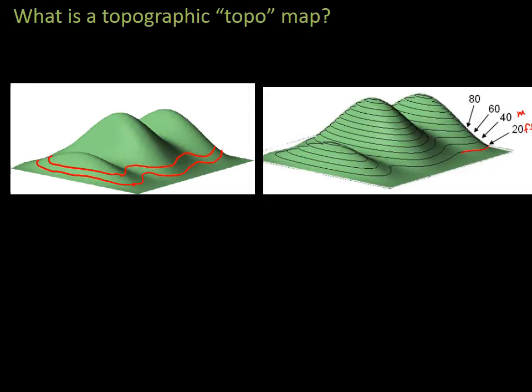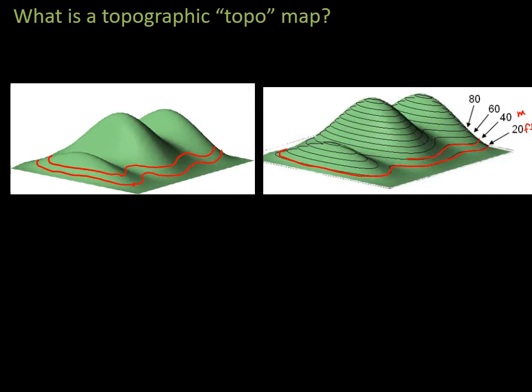Everywhere along this line is 20 feet above some baseline, usually sea level. Nowhere along this line is any different. It's always 20 feet above sea level. Everywhere along this line is 40, etc. Each one of these lines represents a constant elevation, and in doing so, together they contain all of the three-dimensional nature of the landscape. But the clever thing is that we can then draw this picture on a flat piece of paper.